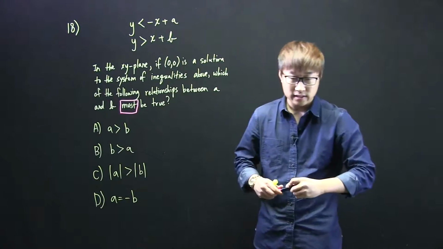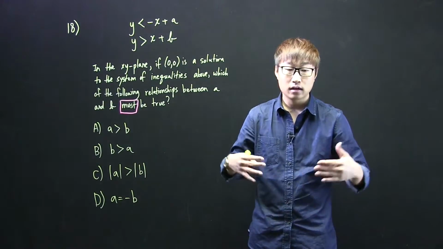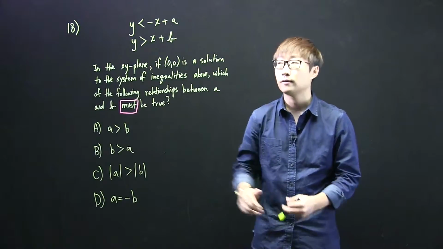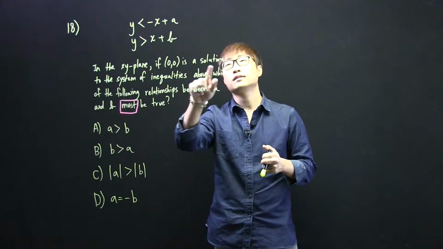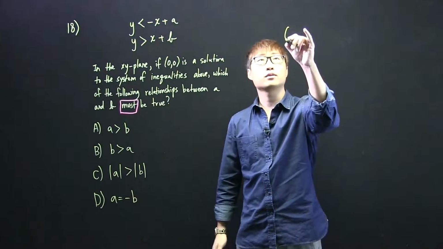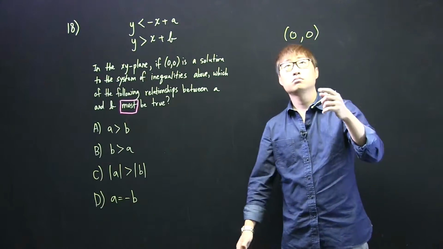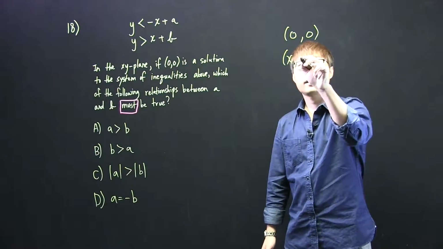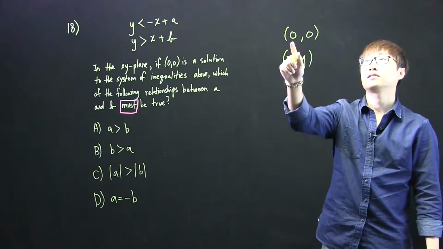So whatever the case is, if we plug in anything for a and b, it better hold under every single condition, right? Because it says must. So let's think about it. It says (0, 0) is a solution. The only thing that we know about the numbers inside the parentheses is that they are the xy value. So x is 0, y is 0.